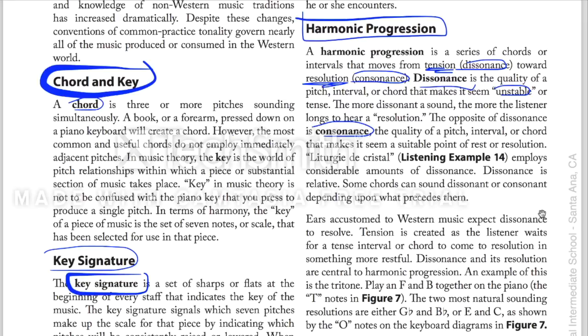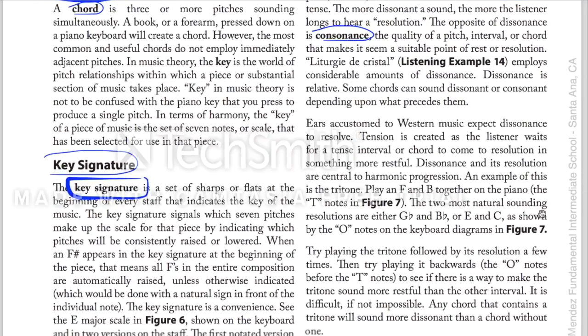Dissonance is relative. Some chords can sound dissonant or consonant depending upon what precedes them. Ears accustomed to Western music expect dissonance to resolve. Tension is created as the listener waits for a tense interval or chord to come to resolution in something more restful. Dissonance and its resolution are central to harmonic progression.